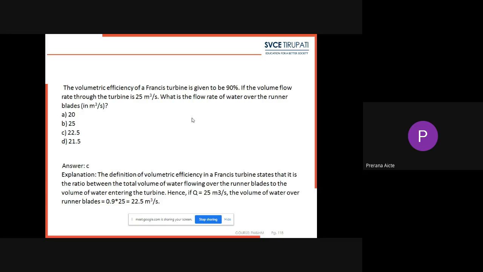Next one. The volumetric efficiency of a Francis turbine is given to be 90%. If the volume flow rate through the turbine is 25 meter cube per second, then what is the rate of flow of water over the runner blades in meter cube per second? So for this one, the definition of volumetric efficiency in a Francis turbine states that it is the ratio between total volume of water flowing over the runner blades to the volume of water entering the turbine. Hence, Q is 25 meter cube per second. The volume of water over runner blades is 0.9 into 25. So the answer is 22.5 meter cube per second.